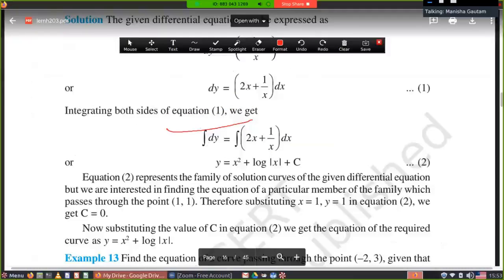Variable separable method. Here is the solution. And the values x equal to 1, y equal to 1 are given. Put them here and you will get the value of c, that is 0. Put that value of c in the equation and you will get the answer, the particular solution. The equation of the required curve will be equal to this one, or you can say this is a particular solution of the given differential equation.